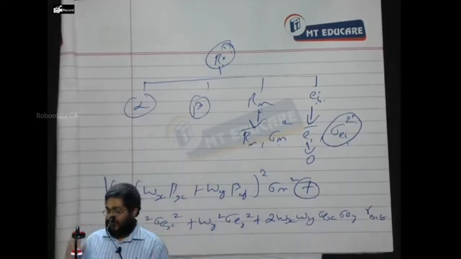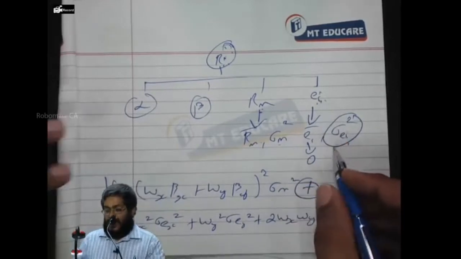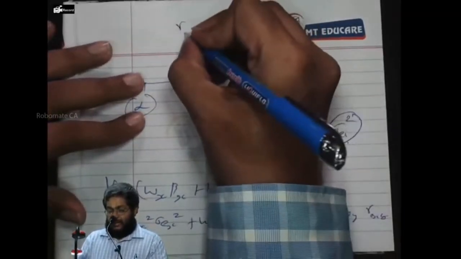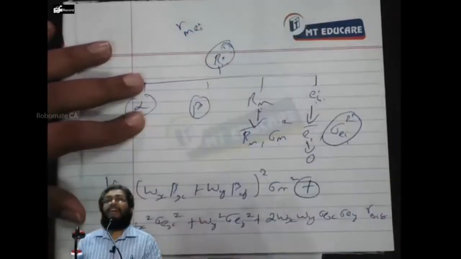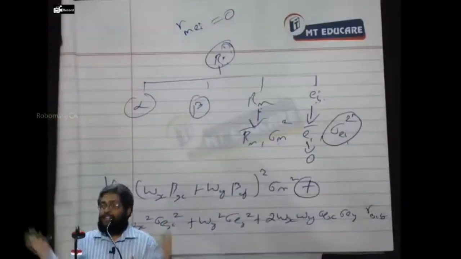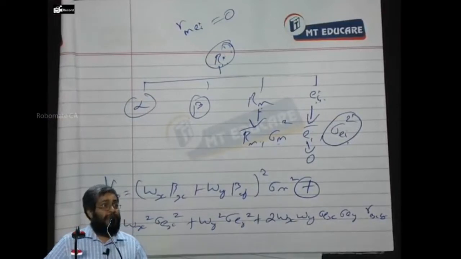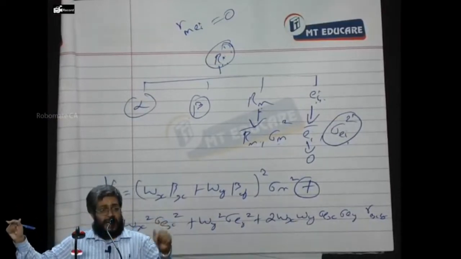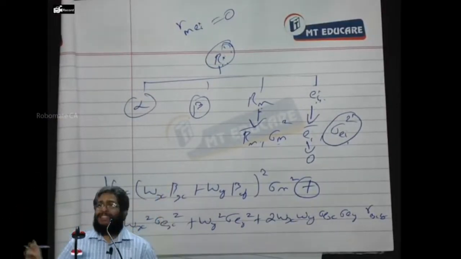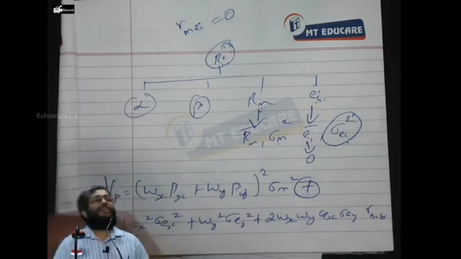Now, look at this. First of all, the correlation between market and error term is equal to 0. If the error term is correlated with the market, it is not unsystematic, it is also systematic.